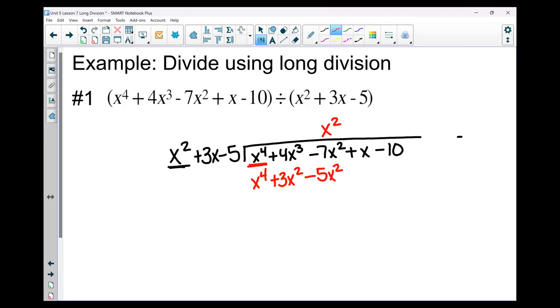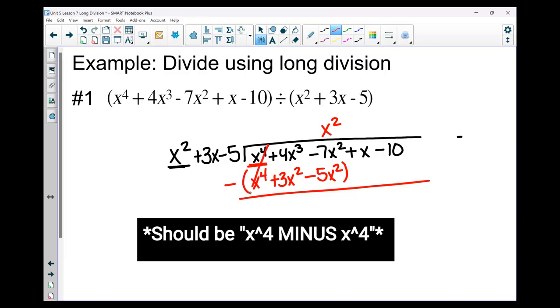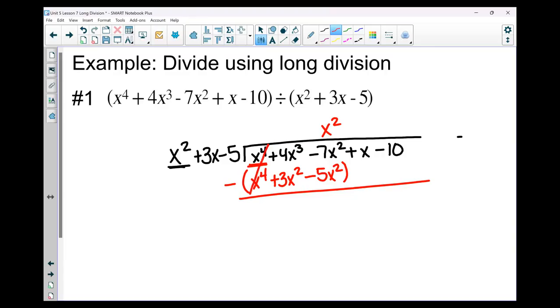So we identified what we needed, we multiplied, now we subtract. And we subtract from our like terms. X to the 4th minus x to the 4th goes away, which is a good thing. 4x to the 3rd minus 3x to the 3rd is x to the 3rd. Negative 7x squared minus negative, so that's actually a plus, 5x squared is negative 2x squared. And then we bring down any of the remaining terms. In this case, it's a positive x and a negative 10.